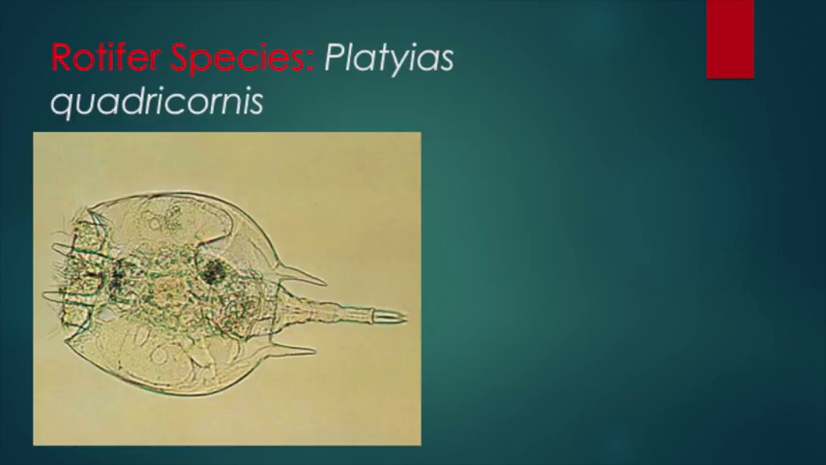So here is the first example of a rotifer species, and the species is Platyias quadricornis. And as you can see in the picture, you can really see the circular shape of the species, hence the rotifer name. And you can also see up by the head on the left the two mandible-looking parts, the mastax, that they use for feeding. That's our first example of a rotifer species.